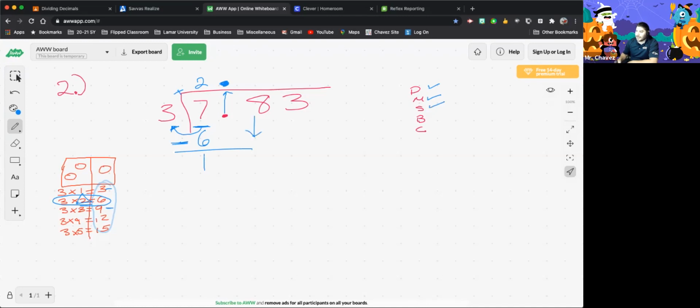Now bring down the 8. So here's your new division problem. Your new division problem is 18 divided by 3. So you want to find a number right here in your basic facts. Which of these can get you as close to 18? Well, the biggest number we have is 15.